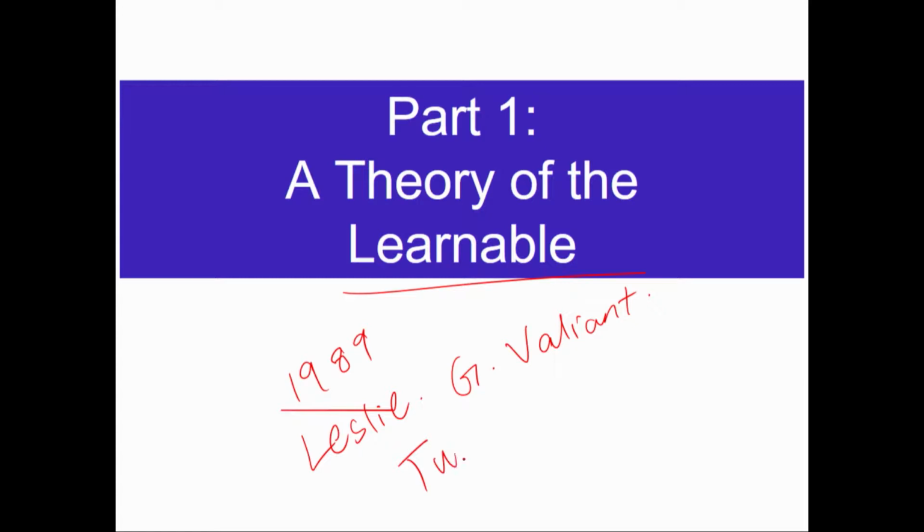He's the Turing Award winner. I think 2014, I'm not sure. This year, I'm not sure. So as many of you might know, Turing Award is the Nobel Prize for computer science, and a theory of the learnable, essentially the learning theory, was what Leslie Valiant was given the Turing Award for. So it's the highest achievement in computer science, and it's a very elegant theory.